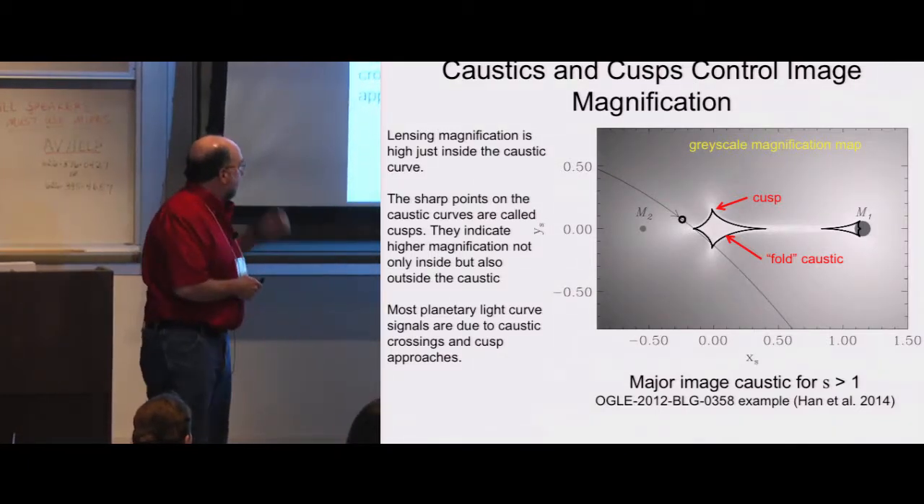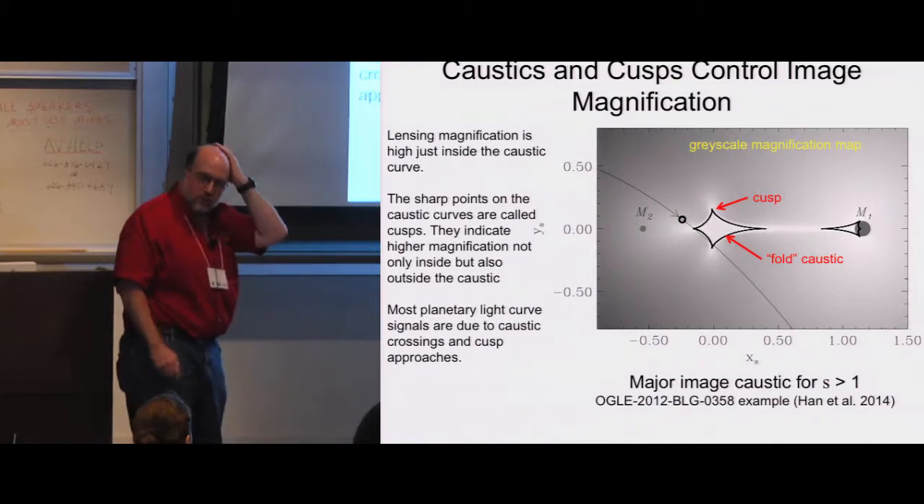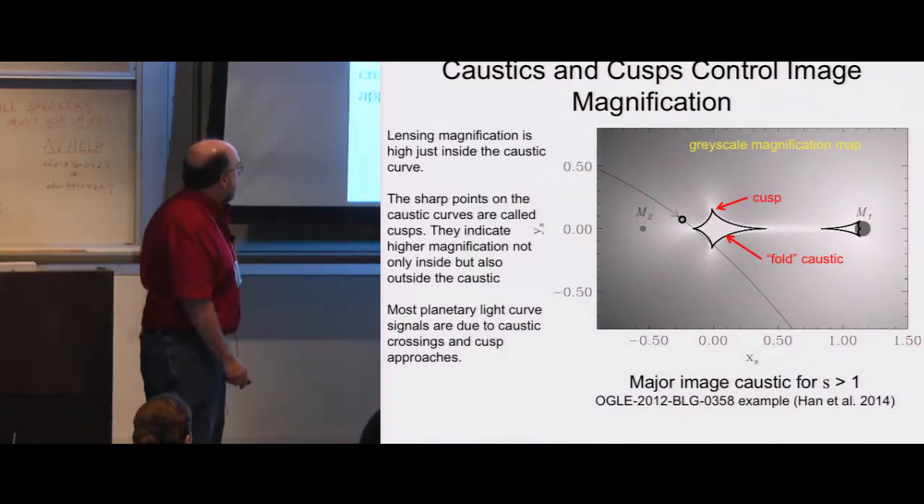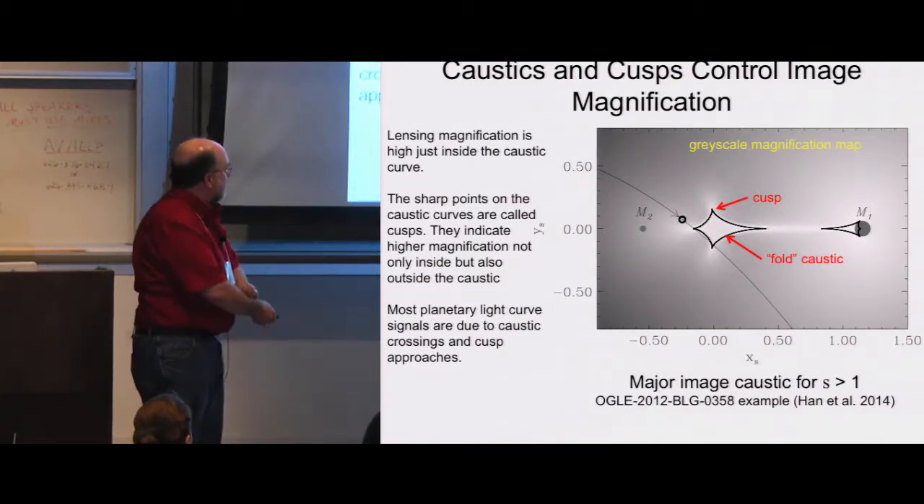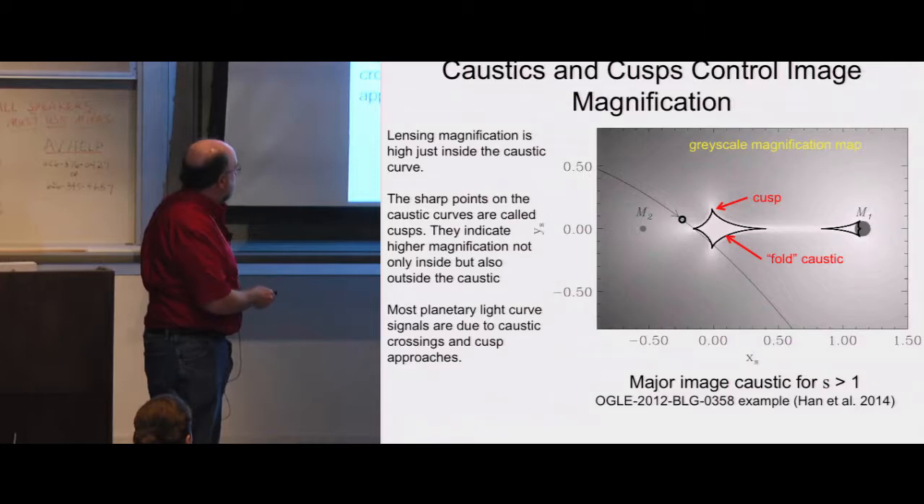Okay, so as Scott mentioned, this is a magnification pattern for this particular event, and here's where the caustics are. And so, as Scott mentioned, the magnification is associated with the caustics. And the features that give infinite magnification are the caustics and the cusps.